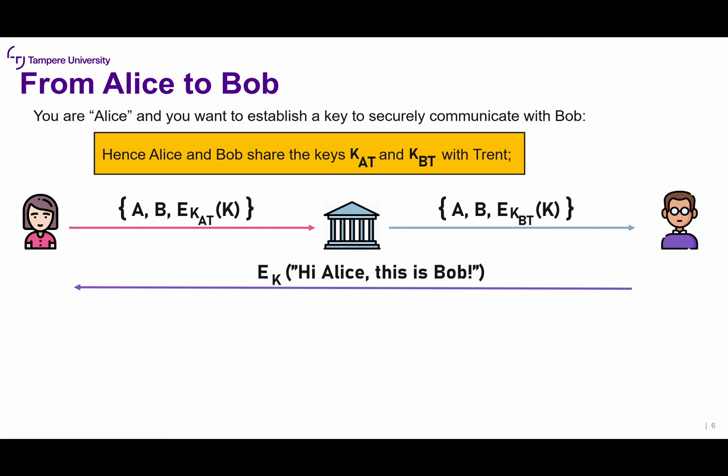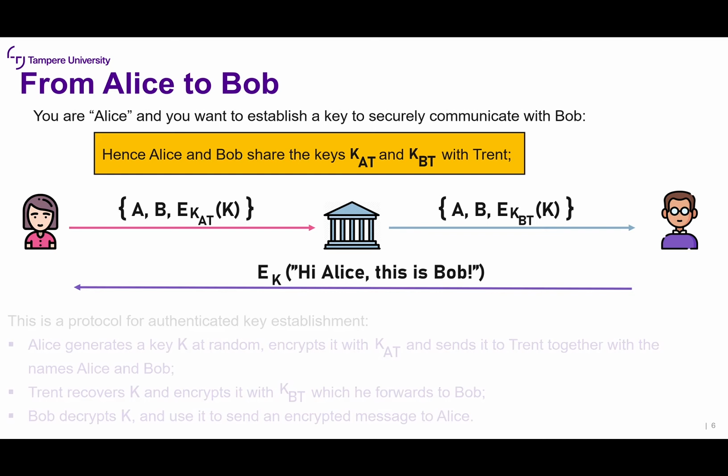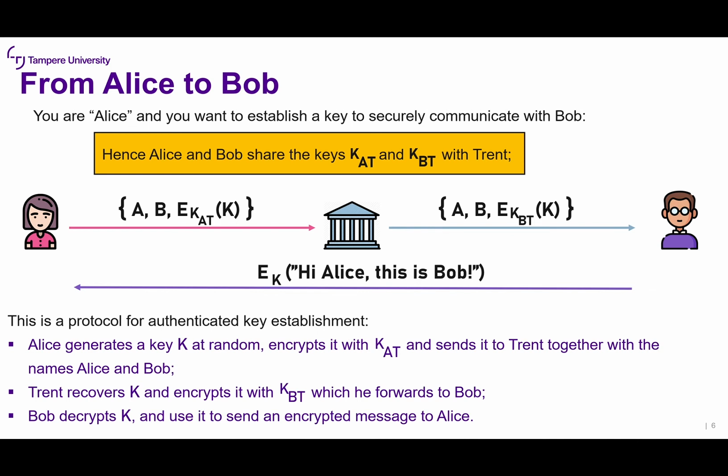Now, this protocol is for authenticated key establishment. The summary is that Alice generates a key K at random, encrypts it with KAT, and sends it to Trent together with the names Alice and Bob. Upon reception, Trent recovers K and encrypts it with KBT, which he forwards to Bob. Upon reception, Bob decrypts K and uses it to send an encrypted message to Alice.